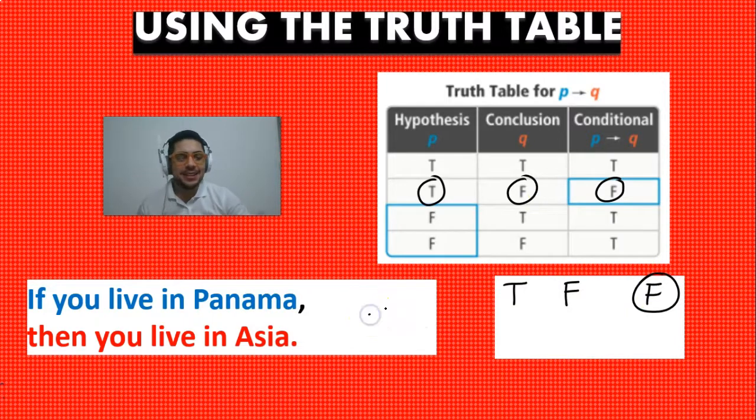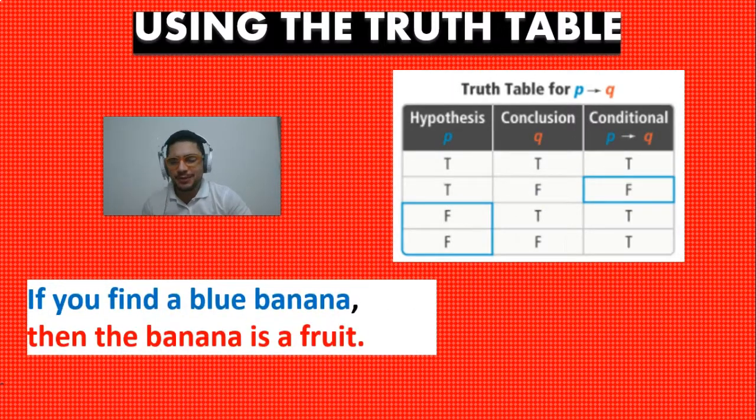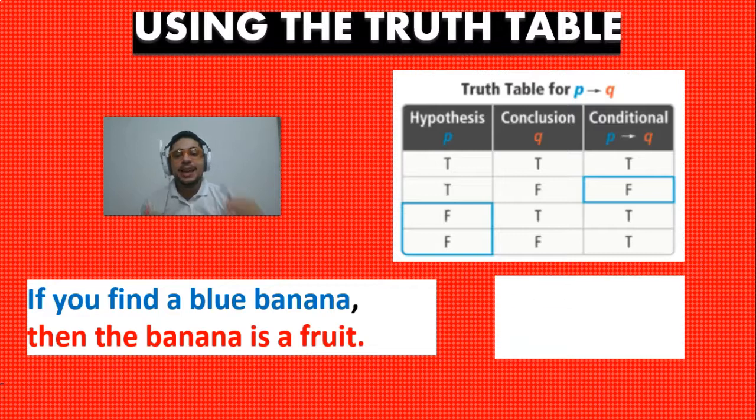Okay? Now let's take a look at the last one, which is a very funny one, by the way. If you find a blue banana, then the banana is a fruit, right? So the first one, the hypothesis: if you find a blue banana. Unless you're living in some type of Avatar world where everything is blue, you can't find a blue banana. Because there is no possibility of finding a blue banana, we know that the hypothesis is false. And then the conclusion is true. We know that the banana is a fruit, right?